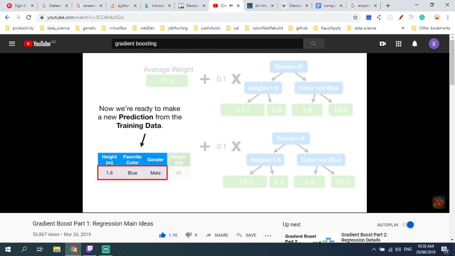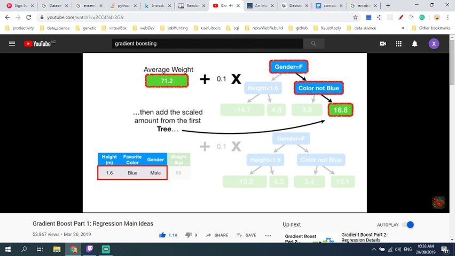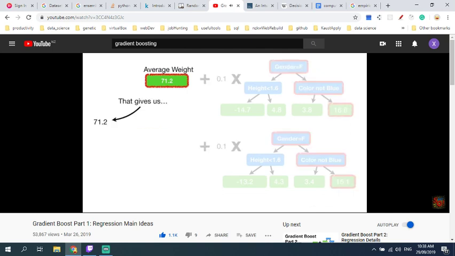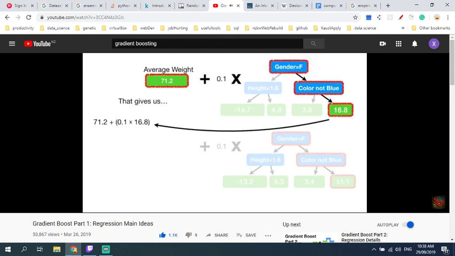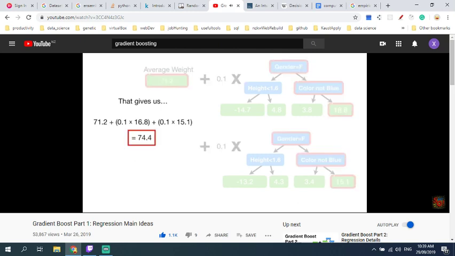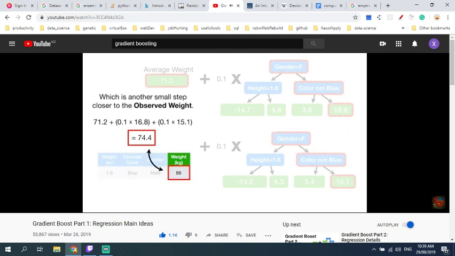Now we're ready to make a new prediction from the training data. Just like before, we start with the initial prediction. Then add the scaled amount from the first tree and the scaled amount from the second tree. That gives us 71.2 plus 0.1 times 16.8 plus 0.1 times 15.1, which equals 74.4, which is another small step closer to the observed weight.